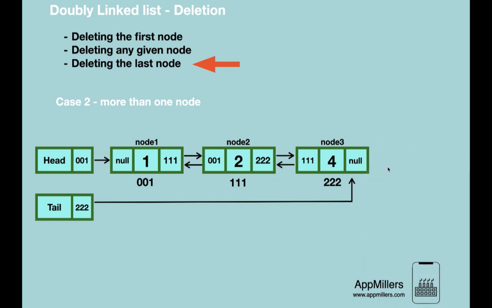So with this we can delete a node from the end of double linked list. So the last node gets deleted. Now this is all for this lecture.